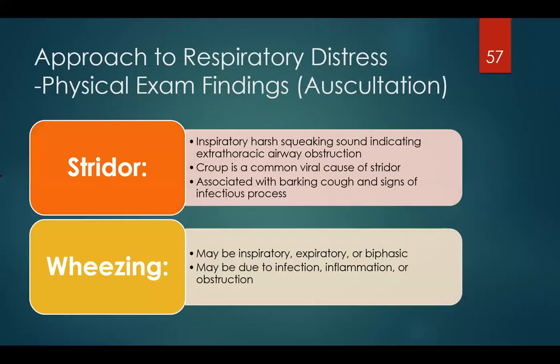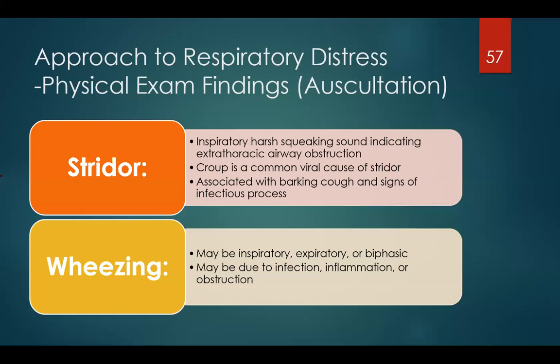Stridor, so the approach to respiratory distress with our auscultation, stridor, inspiratory harsh squeaking sound indicated extrathoracic airway obstruction. Croup is a common viral cause of stridor associated with a barking cough. Once you hear a croup cough, you will not forget it. And signs of infectious process. I'm telling you, you do not wonder if a kid has croup when they come in and they've got that barky cough and that stridor. You just know they have croup. There is no second guessing. If you're second guessing your diagnosis, then you do not have a child with croup.